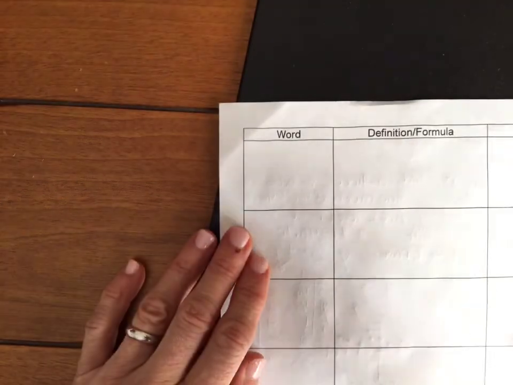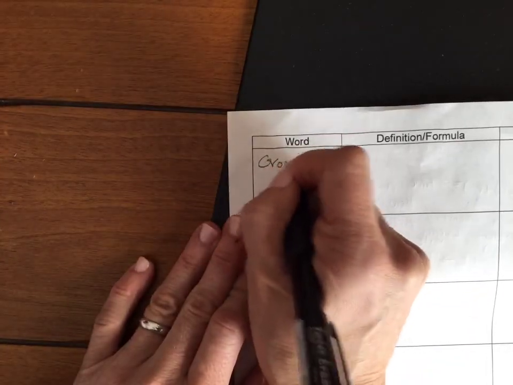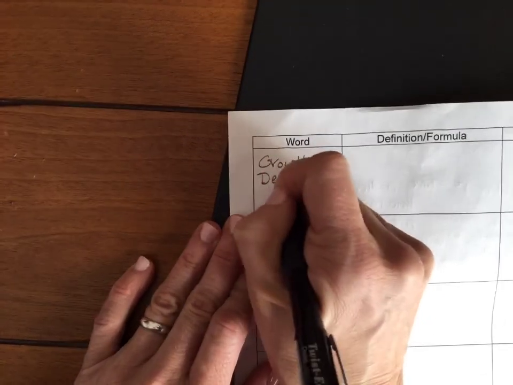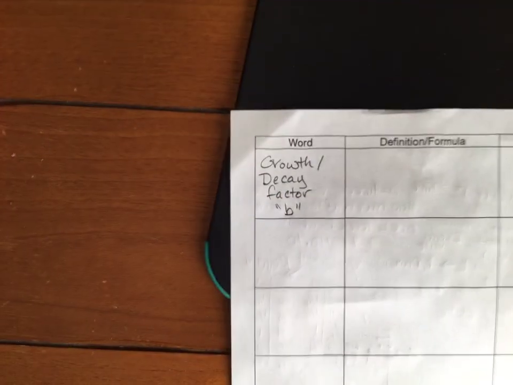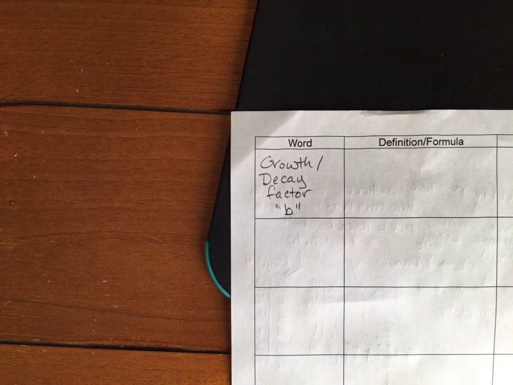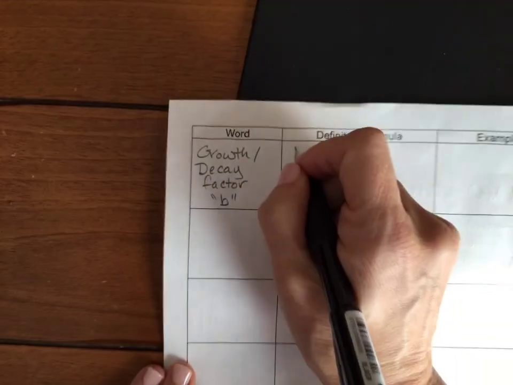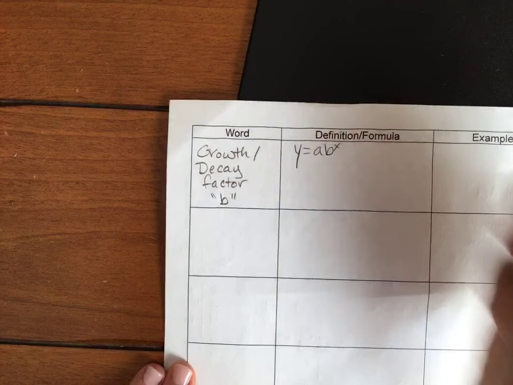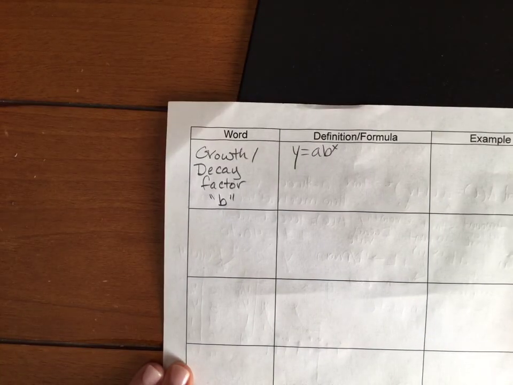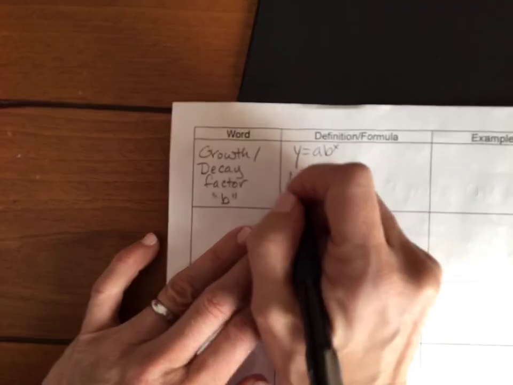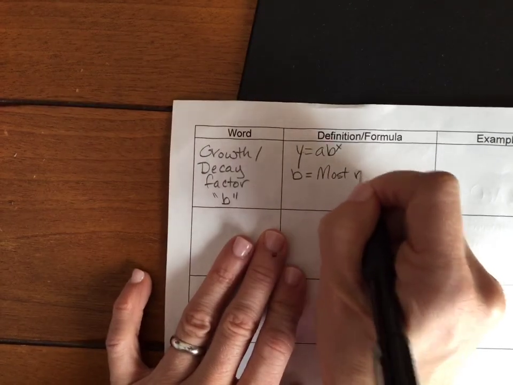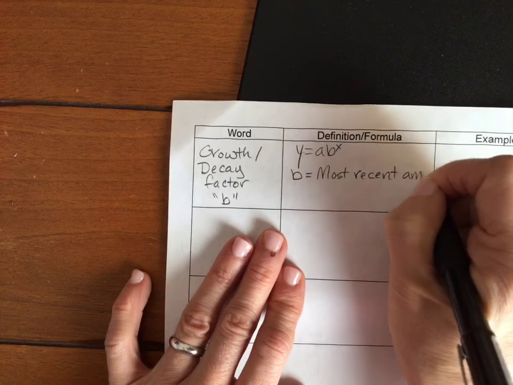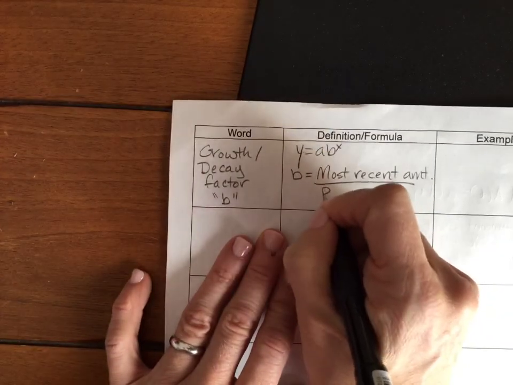So on the back, we're going to start with our word, which is growth or decay factor. And this is our letter B. And we see this in our parent function of an exponential function, a times b to the x, where a is your start and b is your growth or decay. And you find your growth or decay factor by taking your most recent amount and you divide it by your previous.